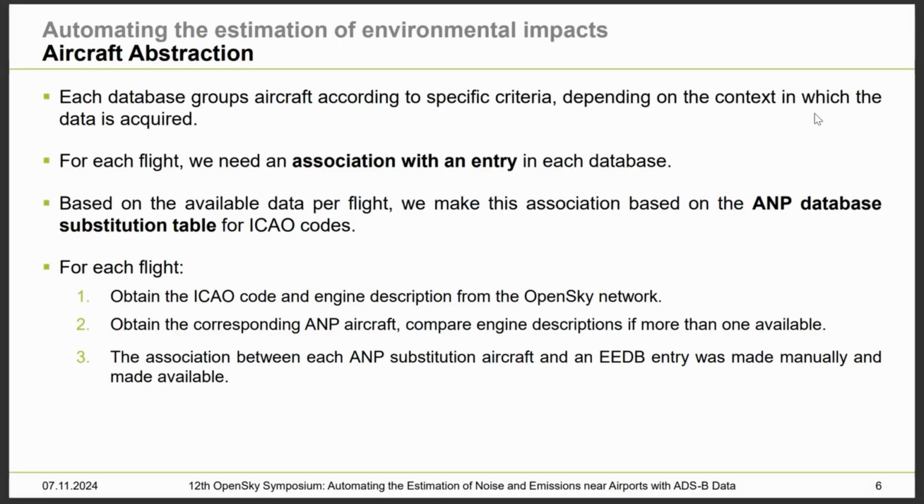The association between one OpenSky aircraft and one ANP aircraft is made automatically, because in the ANP there is also a grouping according to ICAO code and engine descriptions, so we can compare those and see which is the most similar match. And for the EEDB, I had to make a manual association between each of those ICAO codes and one engine in this EEDB database. The EEDB database is not an aircraft database. It is a database which is established during engine certification processes, so each entry is for a specific engine.